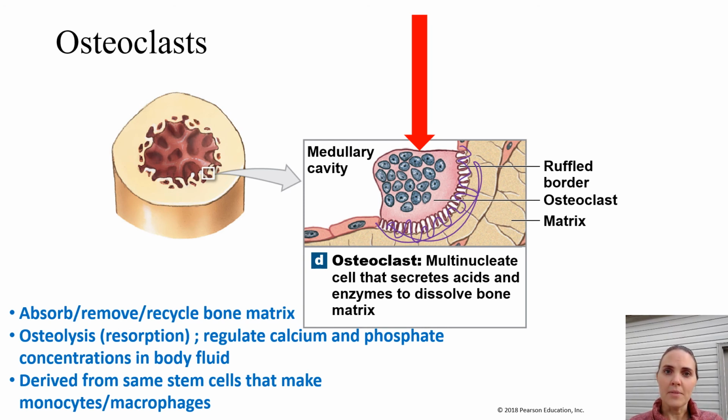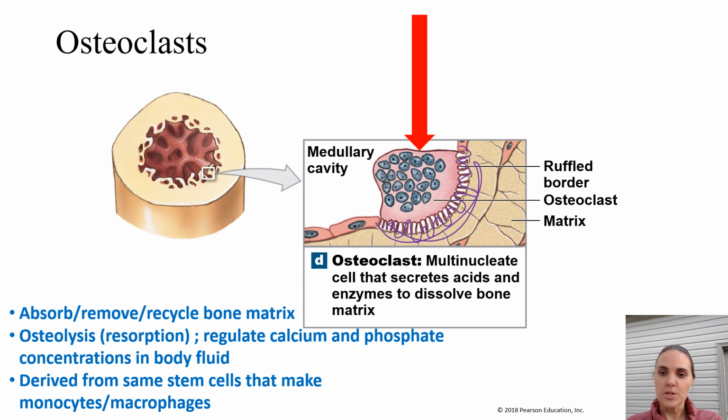One thing to note about the osteoclasts is that unlike the osteoblasts and osteocytes, they are not derived from osteogenic cells. They are derived from the same stem cell that produces monocytes and macrophages. So they have a different progenitor cell than the osteoblasts and osteocytes.